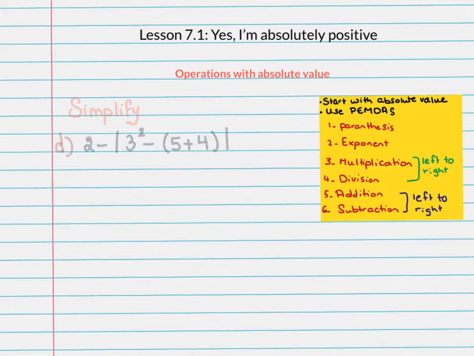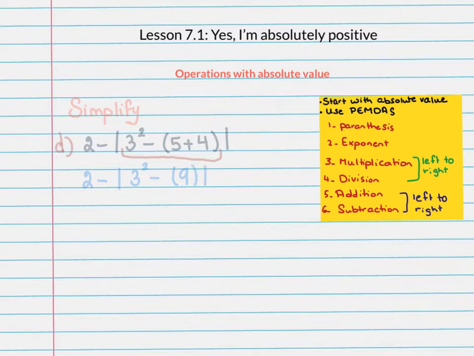Another example, as we said, step number 1 is starting with the absolute value. So the 2 is written again as is, 2 minus. Then you do not need to confuse yourself. You ask yourself, am I going to start with the 3 to the power of 2 or with 5 plus 4? Based on the order of operation, we have to start with the parentheses. So it's going to be the absolute value, 3 to the power of 2 minus 5 plus 4 is a 9. And then I continue.